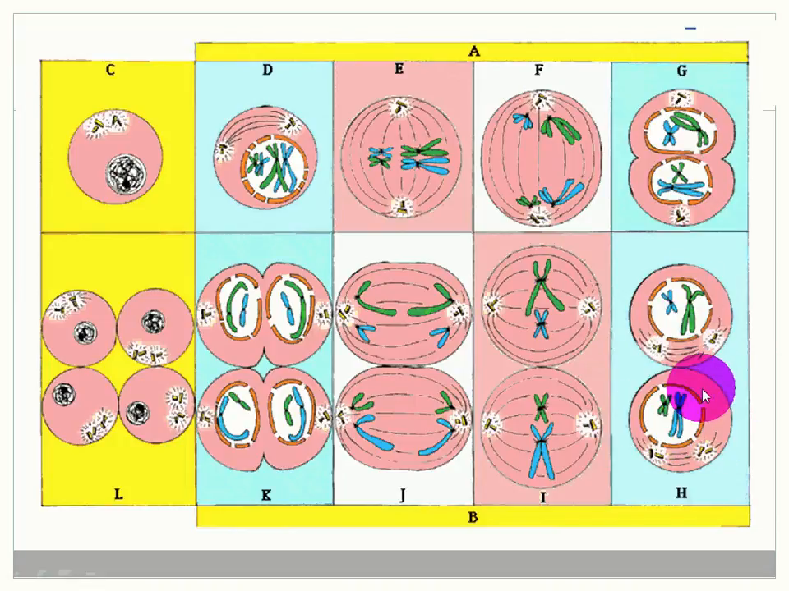Again, prepping, making sure everything's set, get those spindle fibers moving. Metaphase 2, lining up in the middle. Anaphase 2, moving away from each other. Telophase 2, the end. And then when it's all said and done, you get these cells. So this one would have twice the amount of genetic material as these.